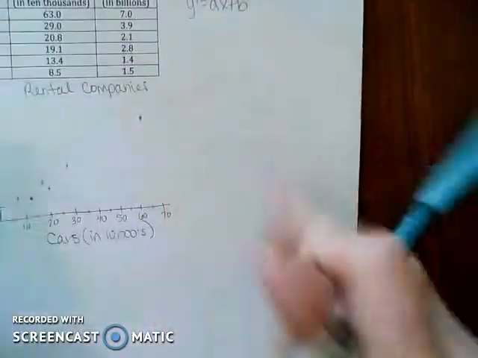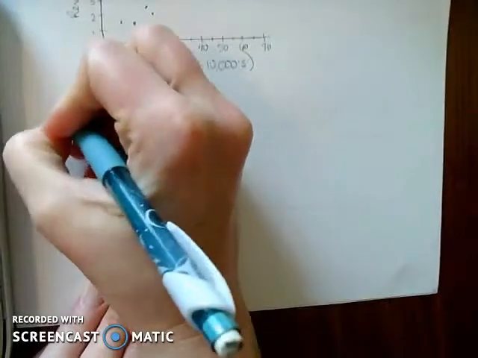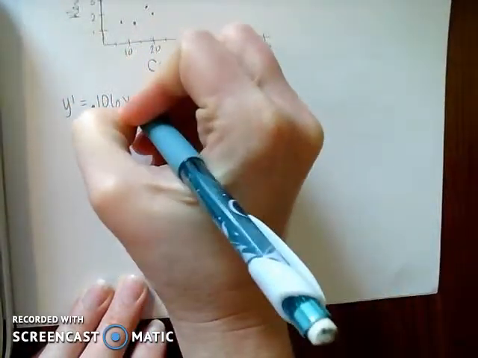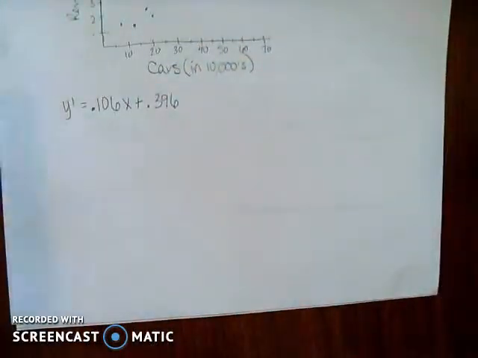All right, so our equation for this is going to be y prime equals 0.106x plus 0.396. That's it. There's your equation of your regression line. Again, that's only because we found that it was significant. If it wasn't significant, then we wouldn't even have to do that.